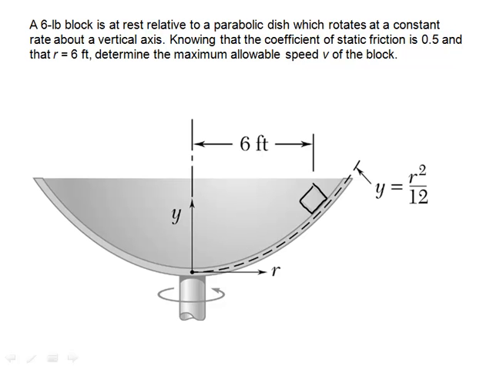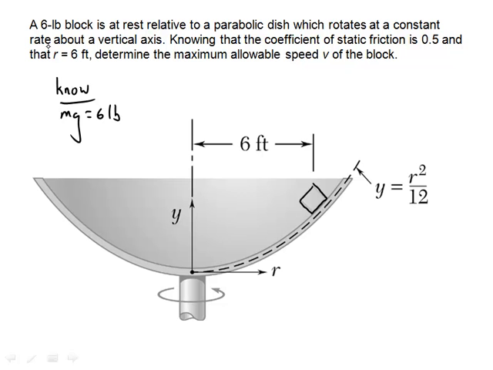All right, so what do we know? We know that mg for that block is 6 pounds, and it's at rest relative to the parabolic dish, which means it's neither sliding up the dish nor down the dish. And so the idea here is that the acceleration is not going to be up or down the dish. There'll still be the centripetal acceleration, but there's no sliding going on. It also tells us that we're at a static frictional case.